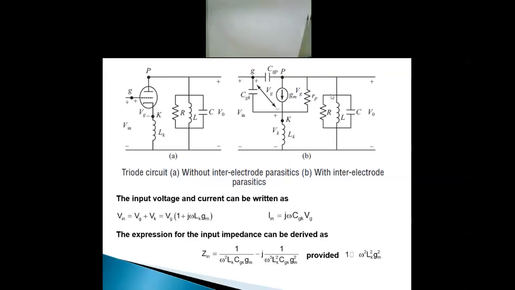Now, what are the problems that occur while working with the tube? There are capacitances present, the grid capacitance and the interelectrode capacitance. We have a grid, a cathode, and a plate, and there is a capacitance in between them.